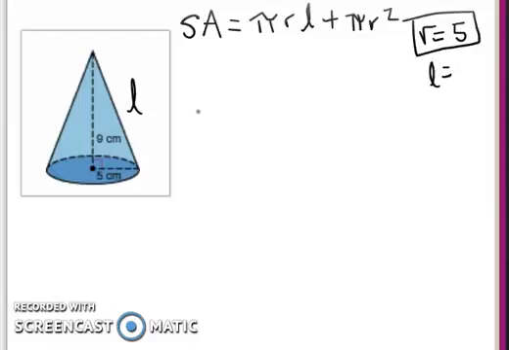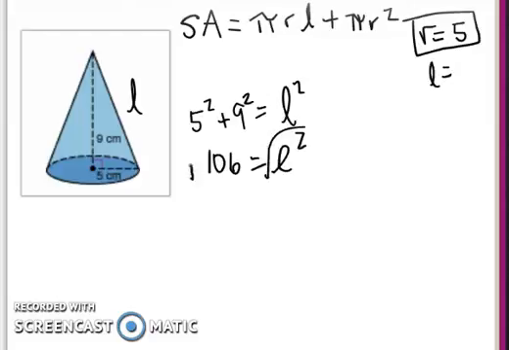To find L, I can do 5 squared plus 9 squared equals L squared. L is the hypotenuse of the triangle. I have my calculator ready, so I'm going to put these in. 5 squared plus 9 squared gives me 106, so 106 equals L squared. Take the square root of both sides, and the square root of 106 doesn't break down, so I'm just going to use it like that.